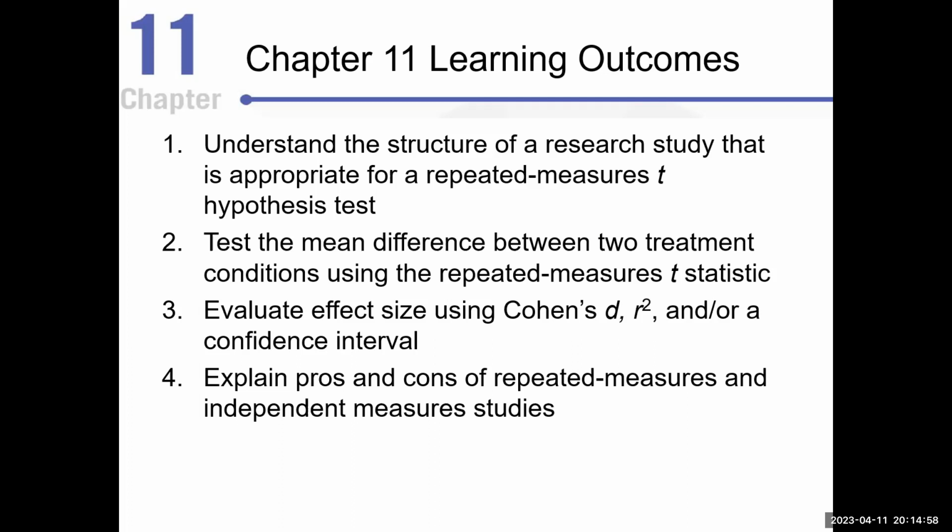We want to understand what the structure of this research study is. Again, we're looking at a mean difference, and we'll talk about what that is. We'll talk about the effect size, Cohen's d, r squared, and the confidence interval. We know about those things. They're going to be calculated a little differently, but not much. The statistics are the same, and the way we interpret them is the same. It's just the way in which we're using them that differs. We'll talk about the pros and cons of repeated measures design and independent measures studies towards the end. And again, we'll review this stuff on Wednesday.